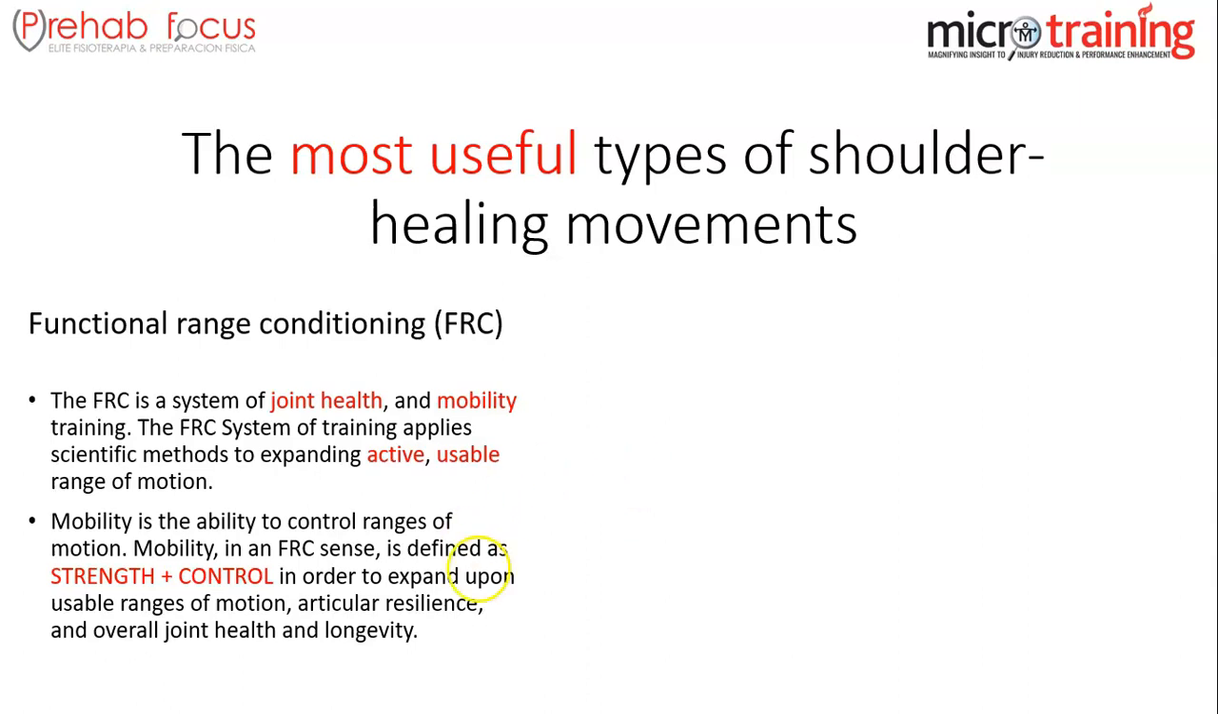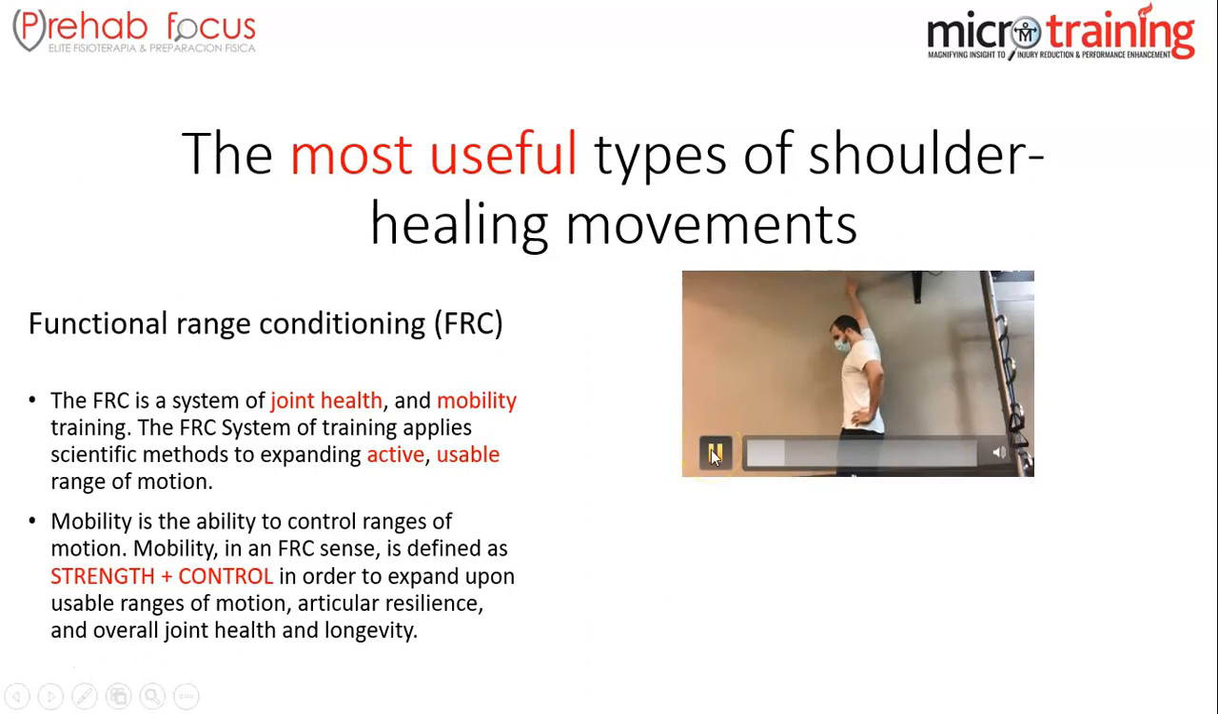Mobility is the ability to control range of motion. So it is very important to differentiate mobility from flexibility. This is the ability to control range of motion. Mobility in a functional range conditioning sense is defined as strength plus control. A very important and very smart philosophy in order to improve joint health. So strength plus control in order to expand usable range of motion, articular resilience, and overall joint health and longevity.